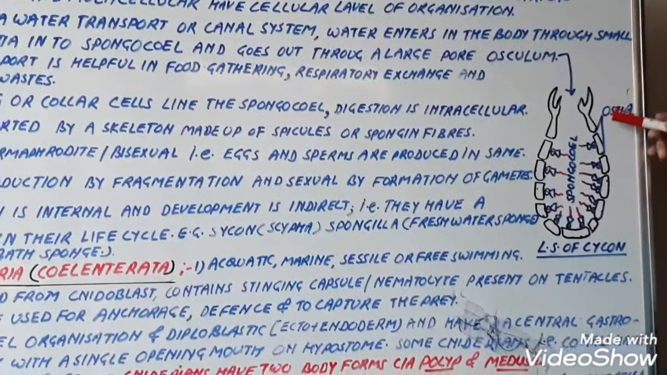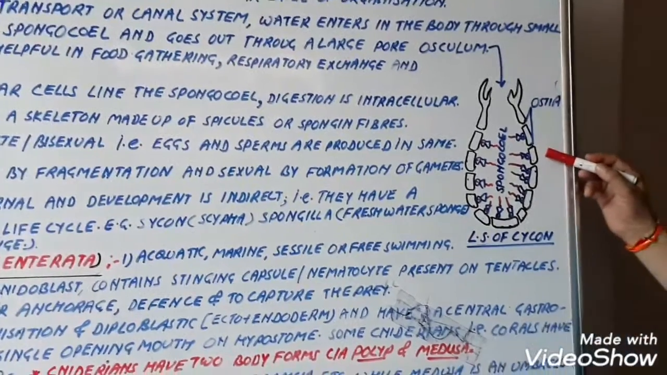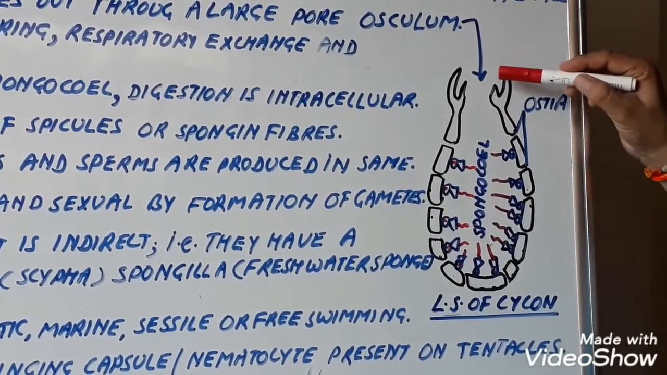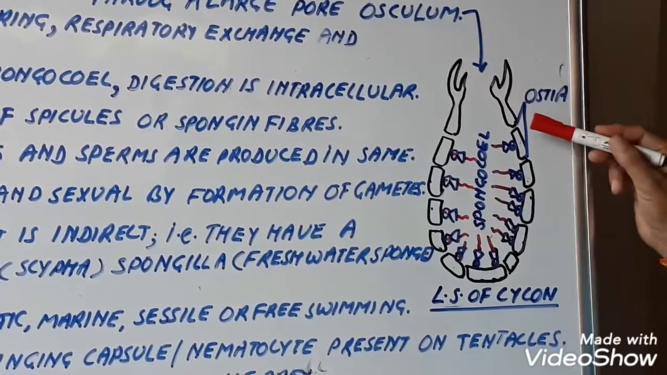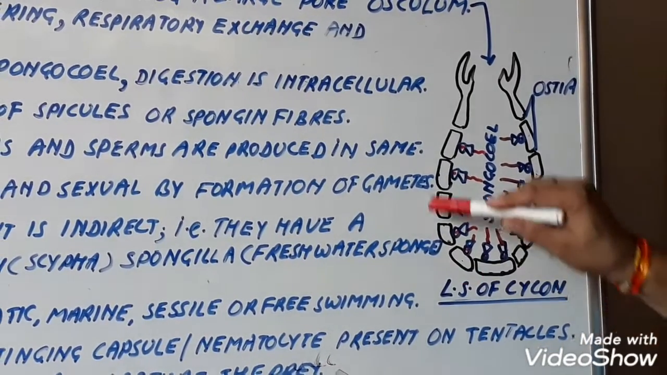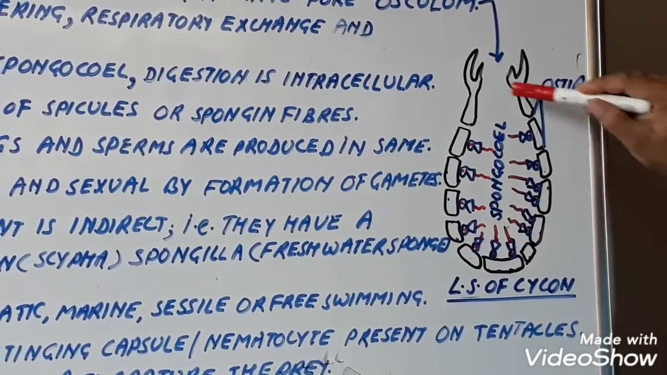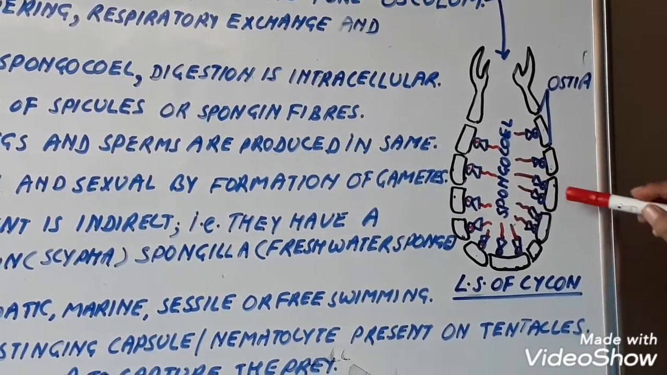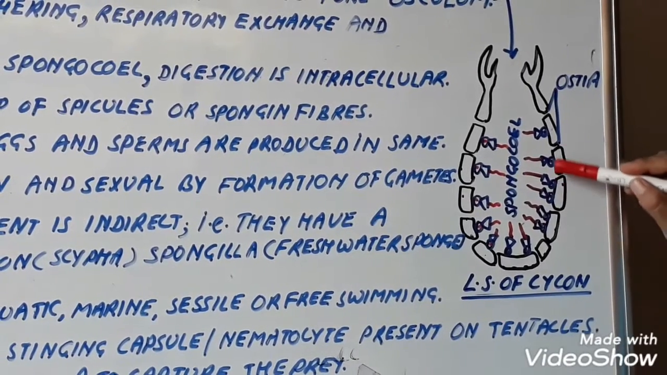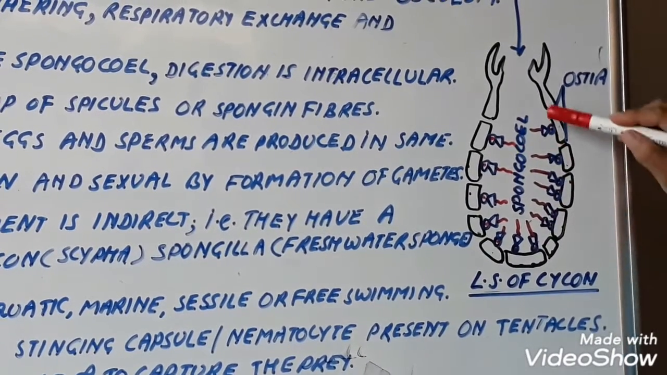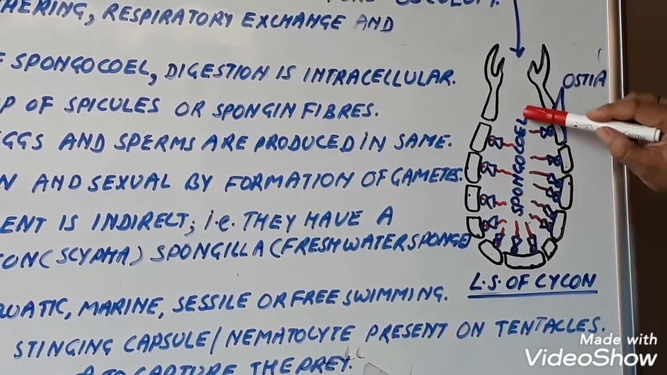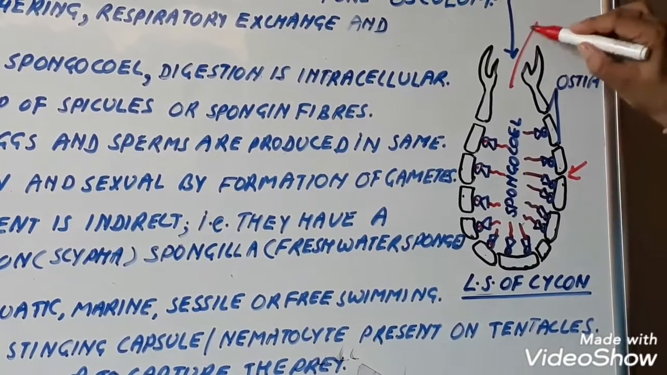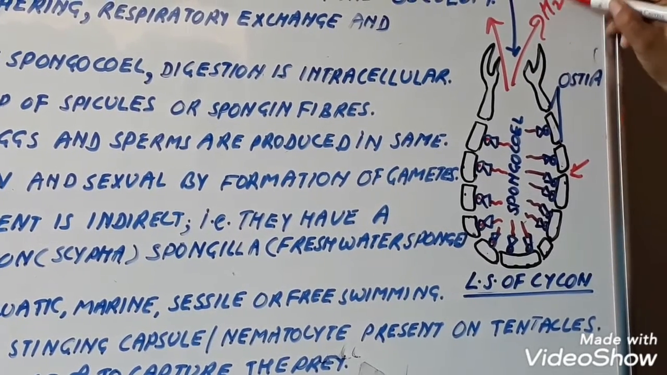Go through this structure. This is the LS, longitudinal section of Sycon. This is the osculum, the broad mouth-like structure or broad pore. These small pores are the ostia. They are present over the whole of the body, and this is the spongocoel, the body cavity of this Sycon. They have some choanocytes here. These are the choanocytes present in lines, and this is the spongocoel. The water enters through these ostia and comes out from the osculum.